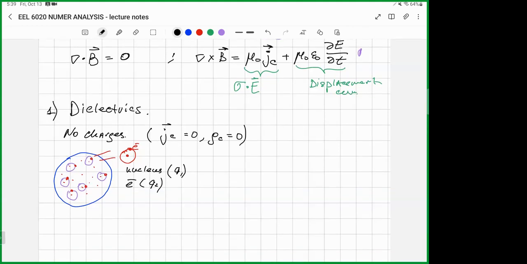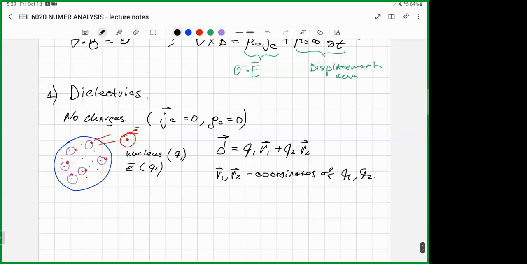In order to describe this process of polarization of one atom, we introduce the concept of the dipole moment. Traditionally, it is denoted by D vector and is equal to Q1 R1 plus Q2 R2. So R1, R2 are the coordinate vectors of Q1 and Q2. Okay, and Q1 and Q2 are the absolute values of the charges.